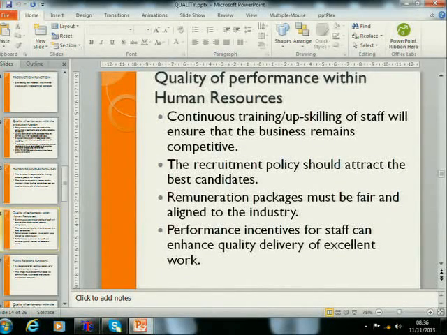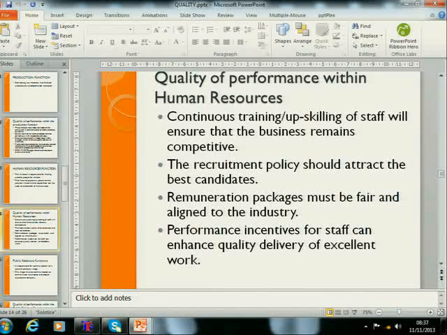Now, quality of performance within the human resources. There must be continuous training or upskilling of staff, which will ensure that the business remains competitive. If the business has people who are skilled to do their job, who are always trained or upskilled to perform their duties, it goes without saying that you will always get quality in that business. The recruitment policy should attract the best candidates. They should set high standards when they advertise jobs.